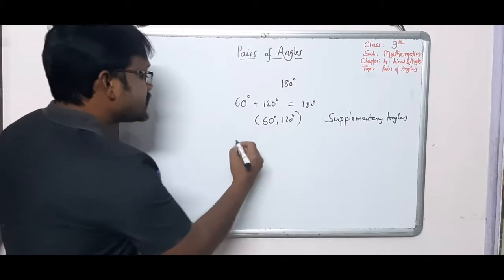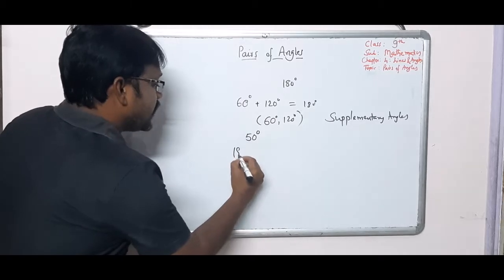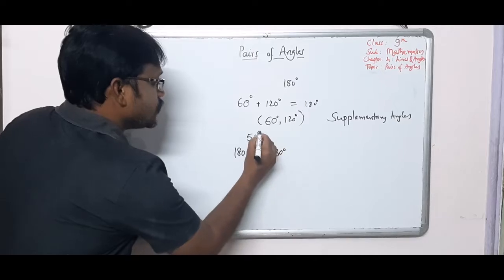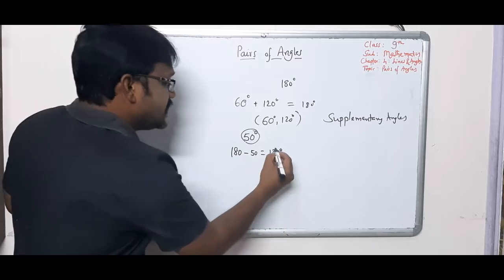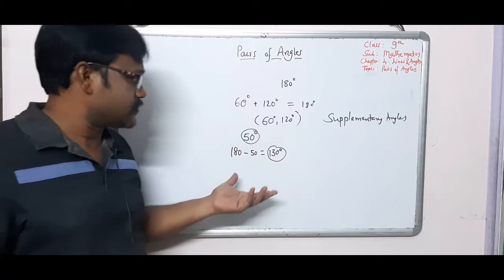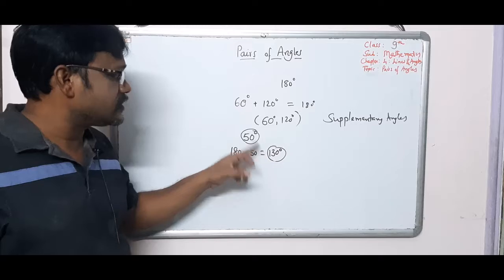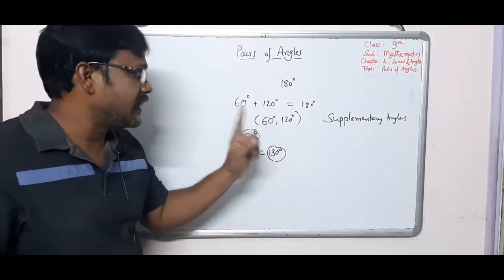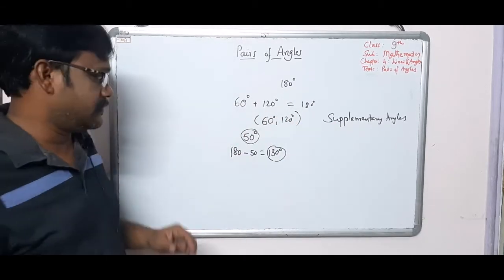If anyone asks you what is the supplementary angle of 50 degrees, how can you get it? You have to subtract it from 180: 180 minus 50, that means 130 degrees. So the supplementary angle of 50 degrees is 130 degrees. Or you can ask in reverse also: what is the supplementary angle for 130? That is 50 degrees. So both are supplement to each other. Whenever we add two angles, if they give you 180 degrees, such a pair is known as supplementary angles. This is the second pair.